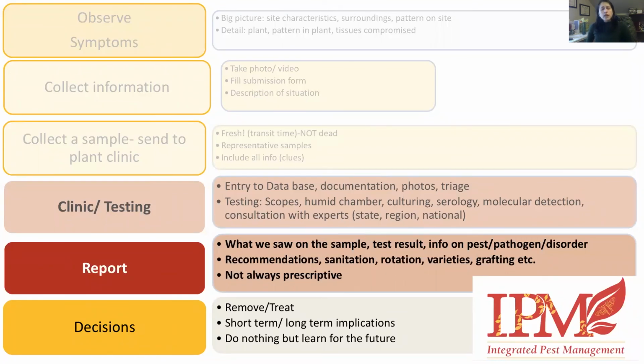We will give you recommendations, and those may be improved sanitation in the greenhouse, field or high tunnel, a crop rotation in the future, some varieties when there will be available for that particular problem, and whether grafting is important or not, for example. In some cases, it's not prescriptive. Not every problem has a fungicide or an insecticide application that is warranted. And then from there, your decisions can be information-based. In some cases, it may be remove a plant or treat an area. Sometimes the decisions have short-term implications. Other times they have long-term implications. And in other cases, you may not need to do anything but learn for the future.